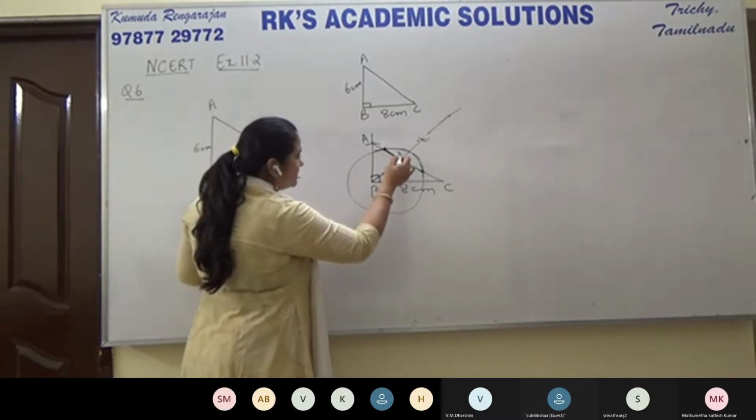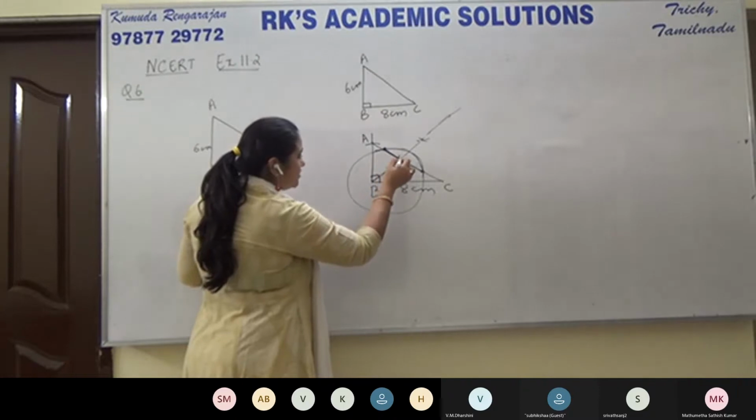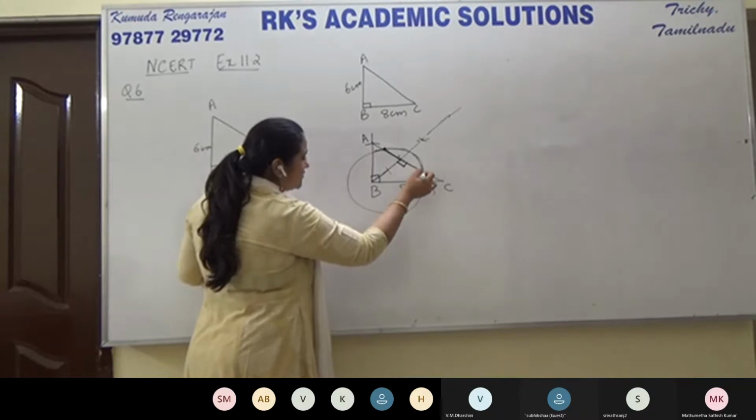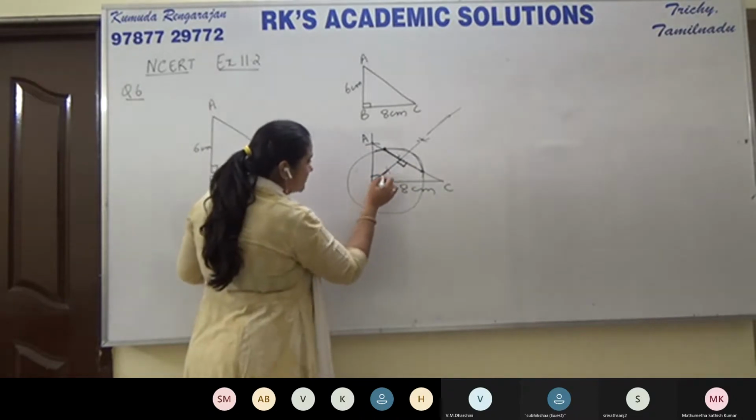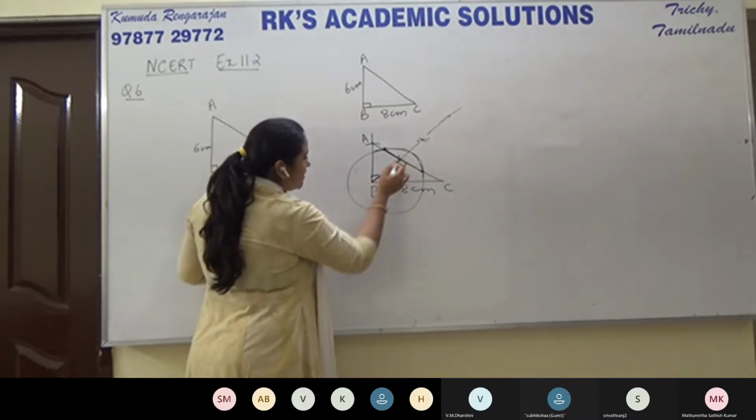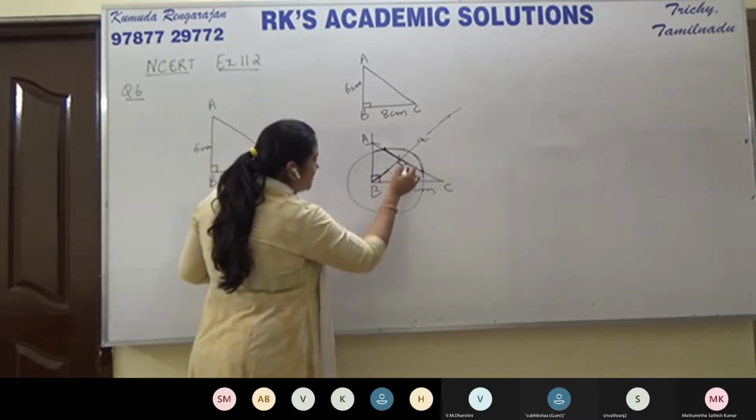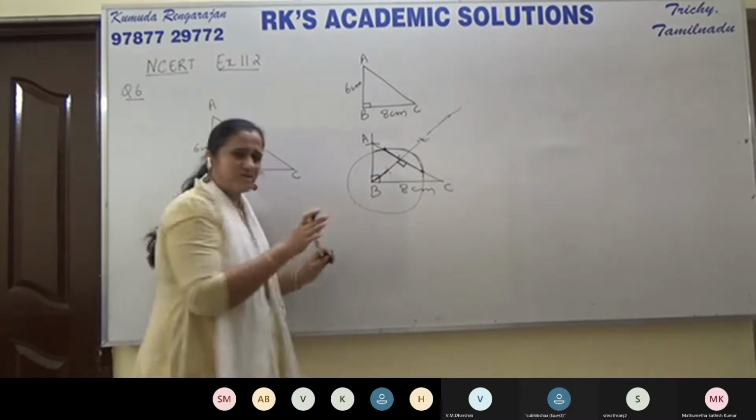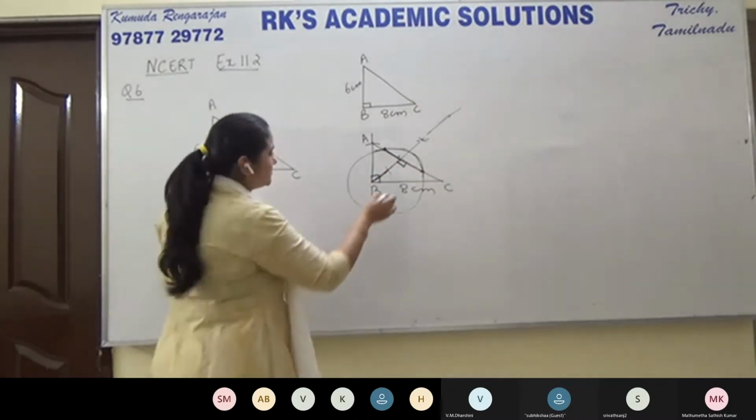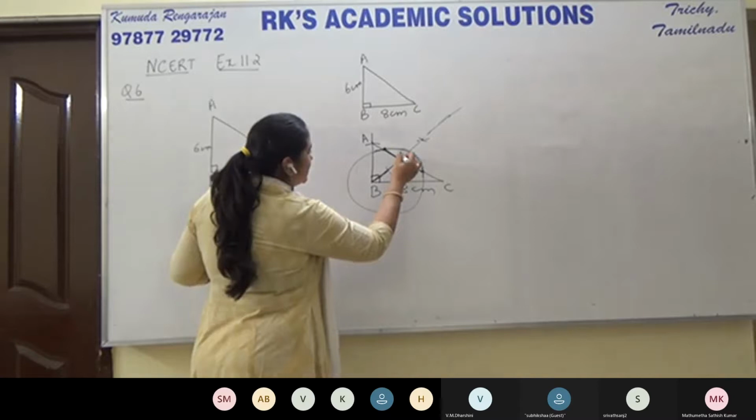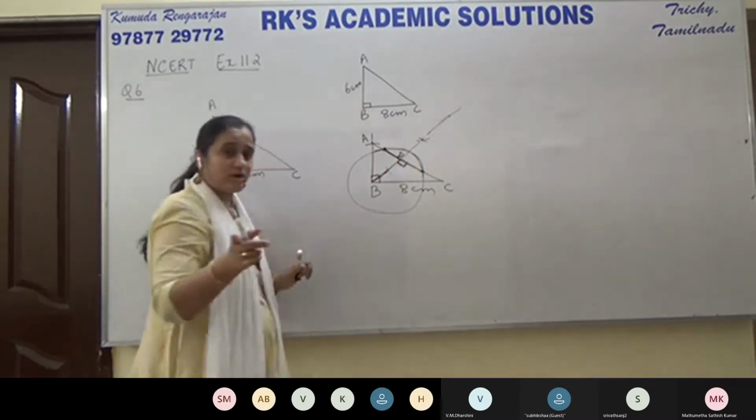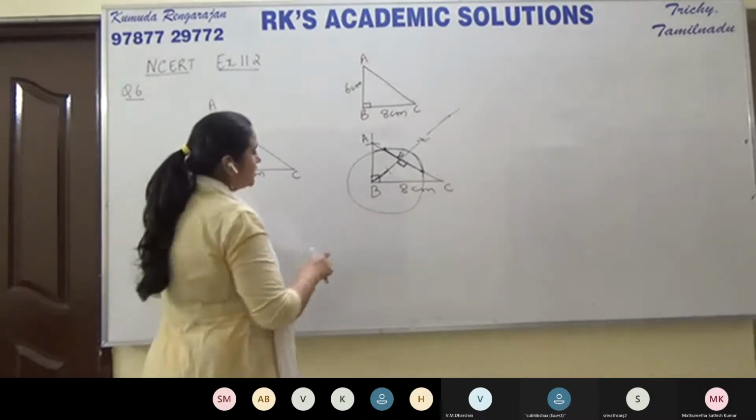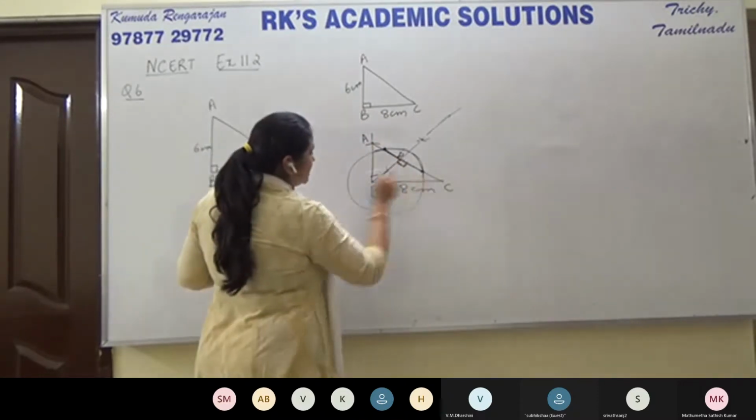D is the midpoint. I won't call it D now. This is the midpoint of this chord. And now what do you see here? There is a line from the center to the midpoint of the chord. A line from the center to the midpoint of the chord is perpendicular to the chord. You don't have to write all this. This is the justification. So this is 90 degrees, so you can call it D. Now from B, we have BD perpendicular to AC. That's what you had to do. Draw BD perpendicular to AC.